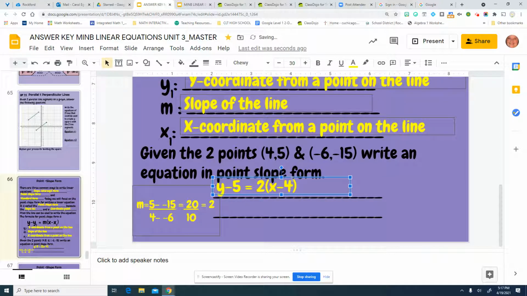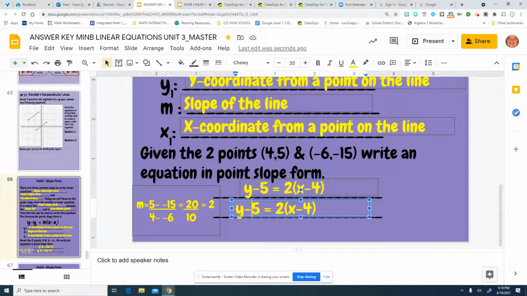So this is an example of, once we find that slope, being able to write the equation using the first point. But what if you didn't want to use the first point, you wanted to use the second point? What is that going to look like? Well, it's still going to be the same format, except when we go to the second point, our y is negative 15, and our x is negative 6.